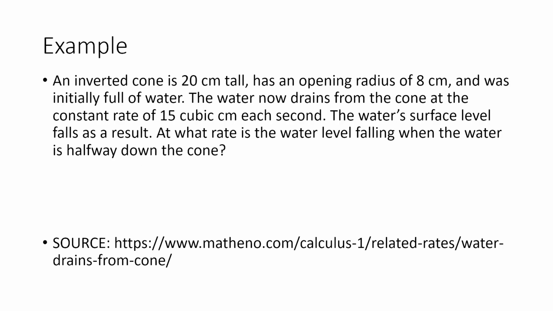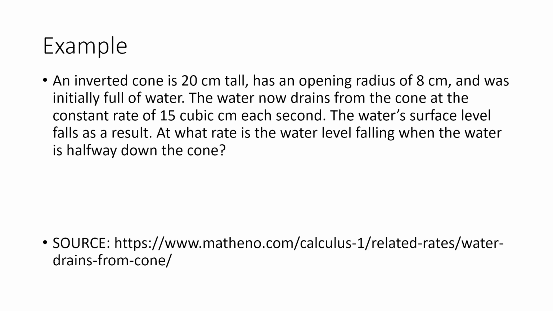Alright, so let's work a problem together. In this example, an inverted cone is 20 centimeters tall, has an opening radius of 8 centimeters, and was initially full of water. The water now drains from the cone at the constant rate of 15 cubic centimeters each second. So you can imagine a pinhole at the bottom of the cone, or the tip of the cone, and water is pouring out at a constant rate of 15 cubic centimeters each second. The water's surface level falls as a result. At what rate is the water level falling when the water is halfway down the cone?